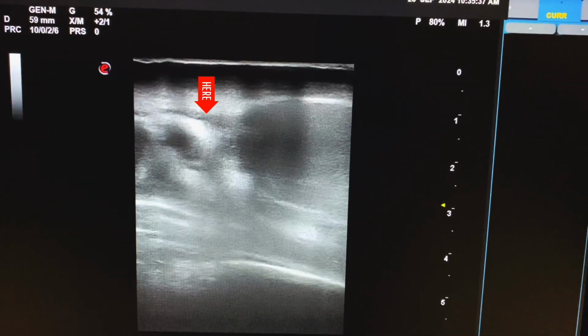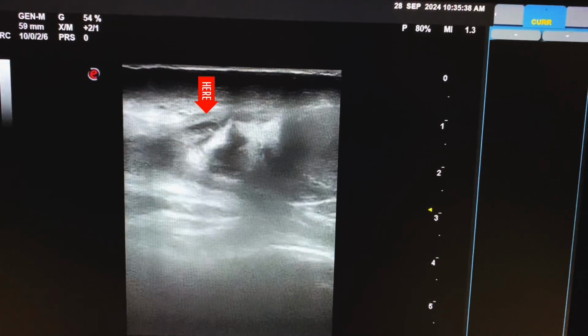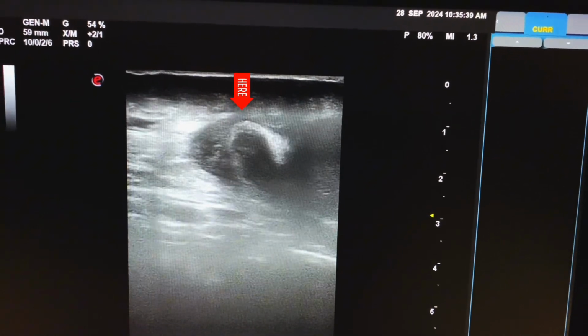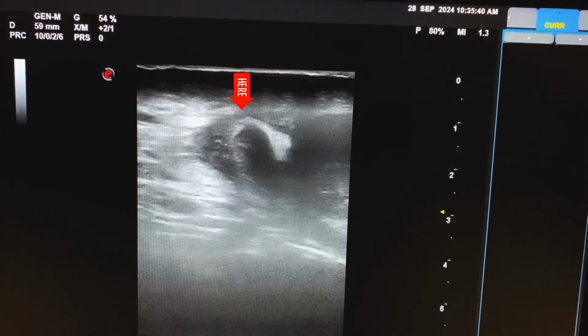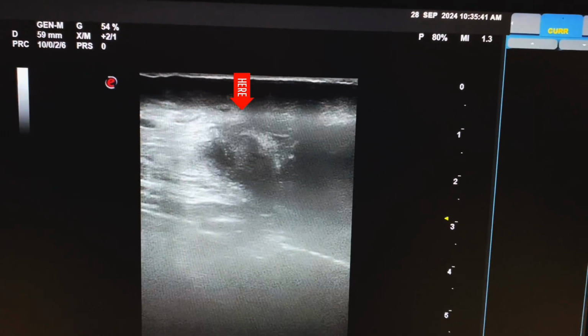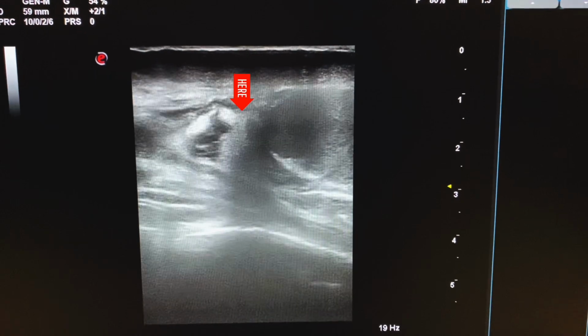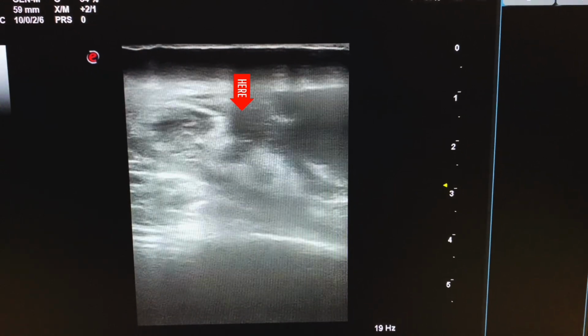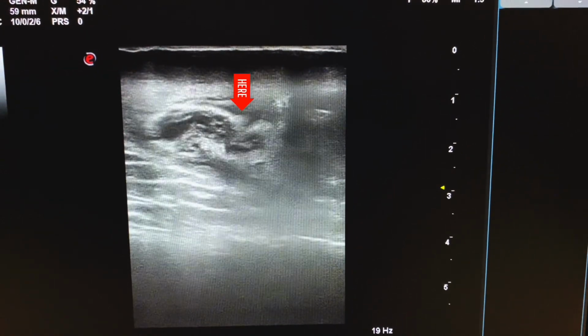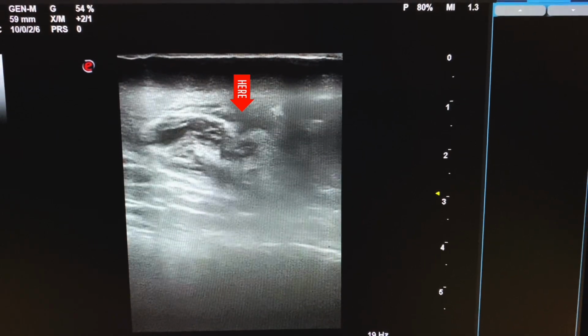Here we see the epididymis, which shows increased echogenicity and is hypoechoic. It occurs due to inflammation. The normal texture of the epididymis is also like the testis, or a little coarse.